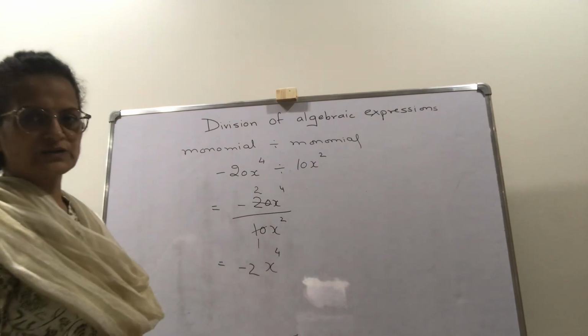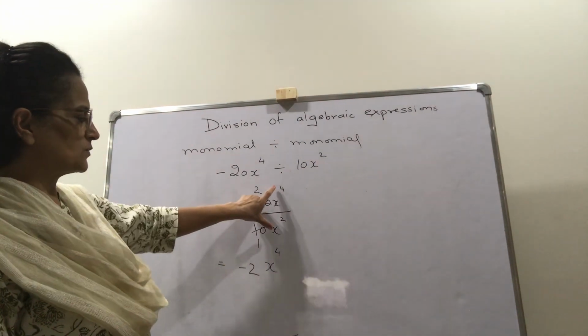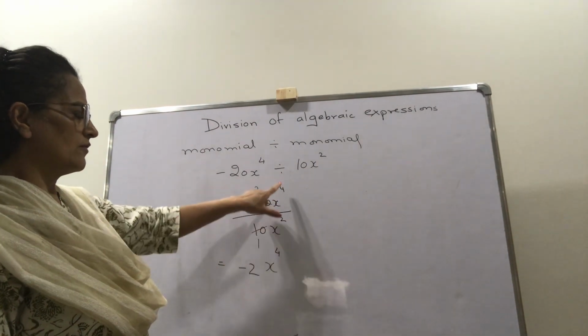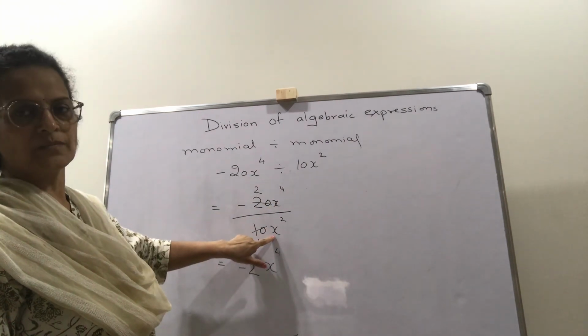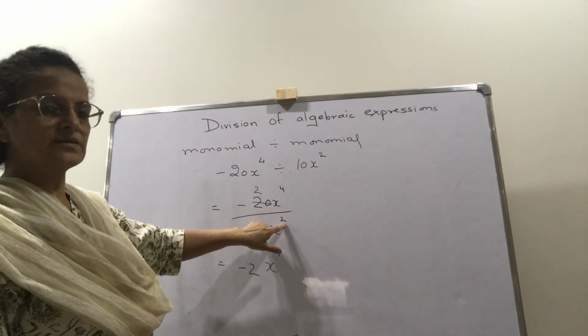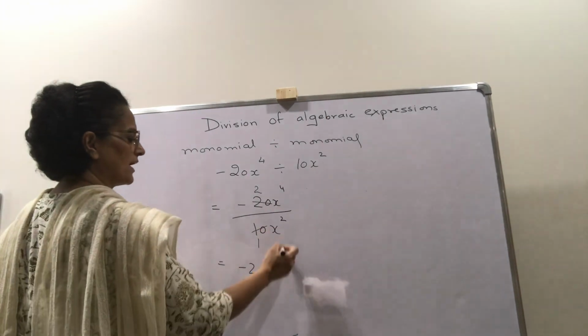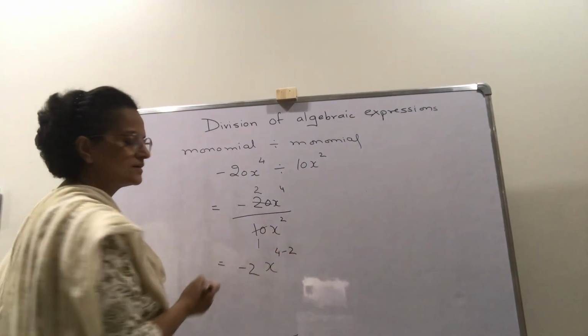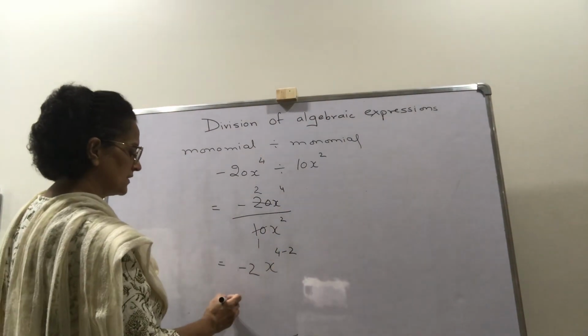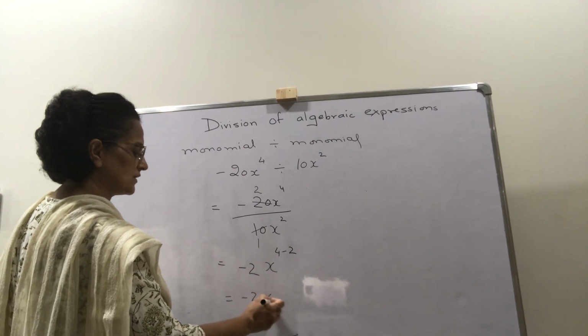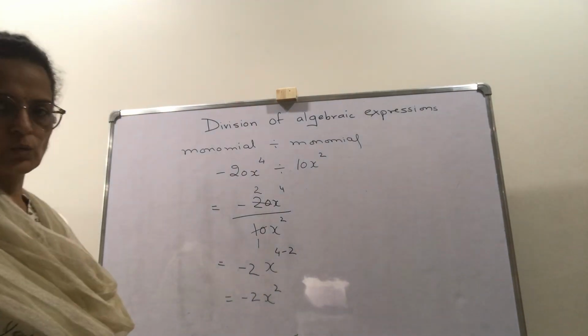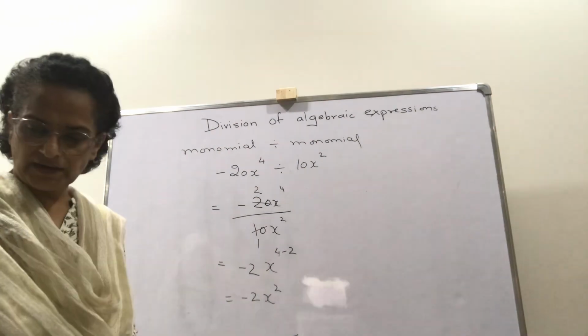We have done exponents and powers. So exponents, this is division when the base is same. So powers are subtracted. So when you divide, the powers are subtracted and my answer will be 2x to the power of 2. Let's take another example.